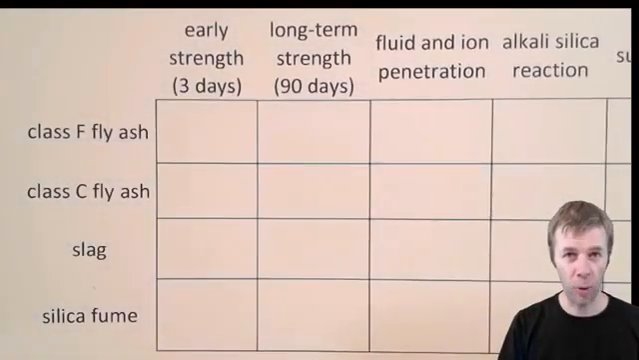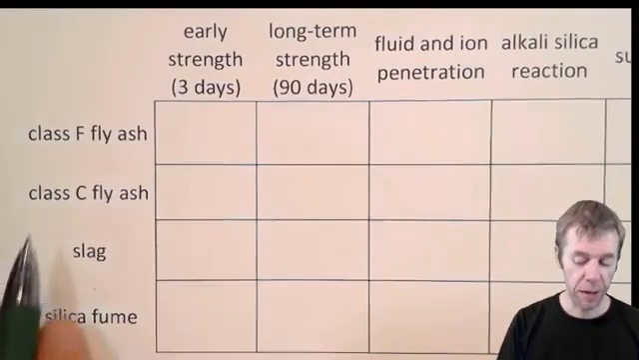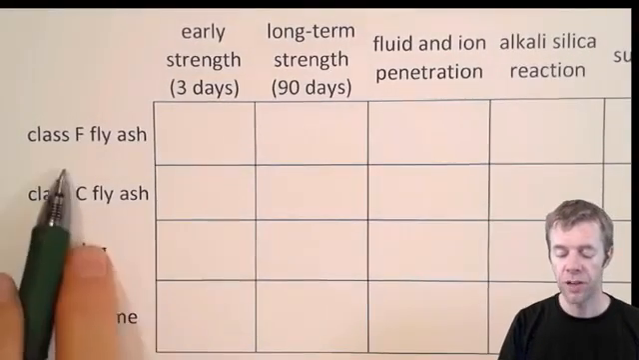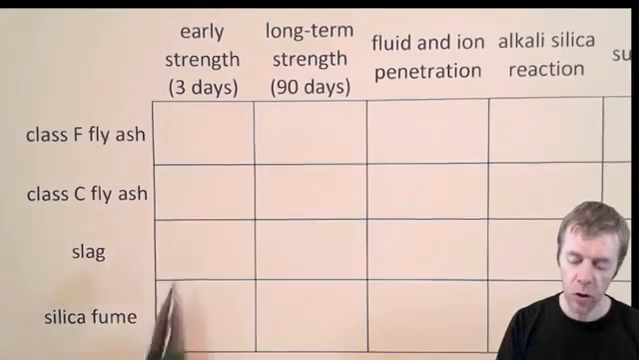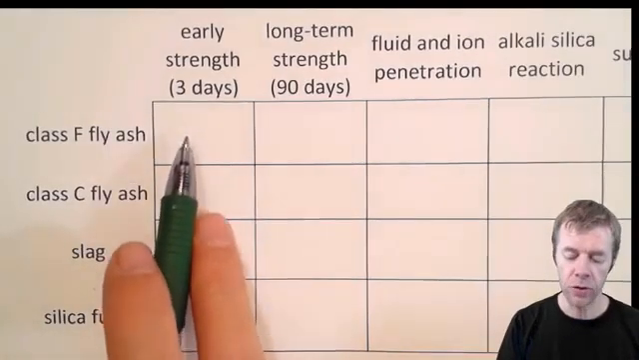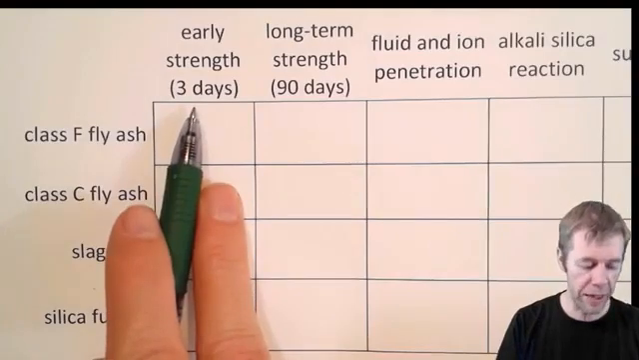Now let's talk about hardened properties. Okay? We have our favorite SCMs again: Class F fly ash, Class C fly ash, slag, and silica fume. And let's talk about early strength gain. And by early strength gain, I mean in the first 3 days.